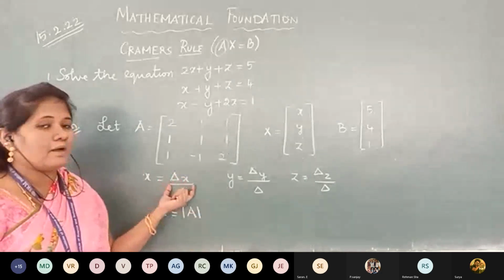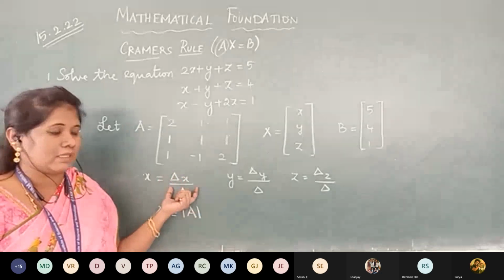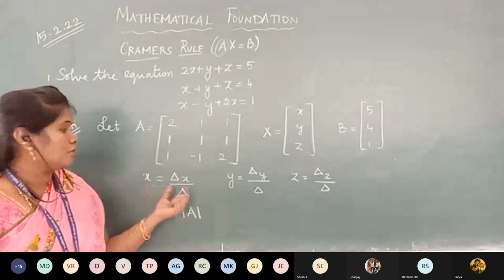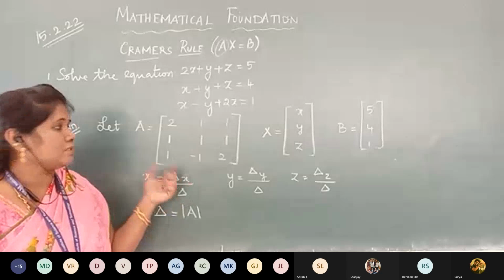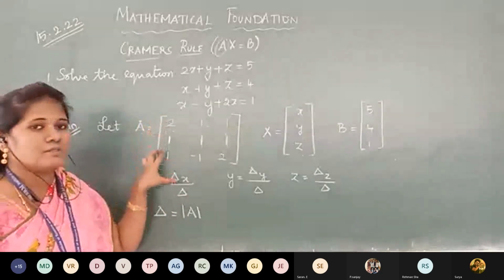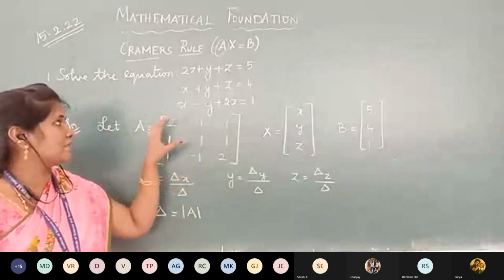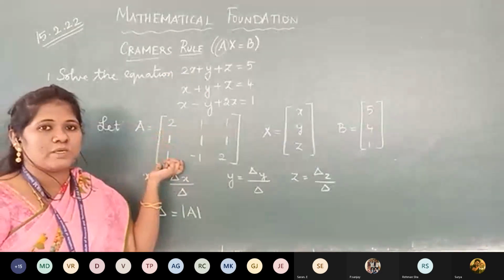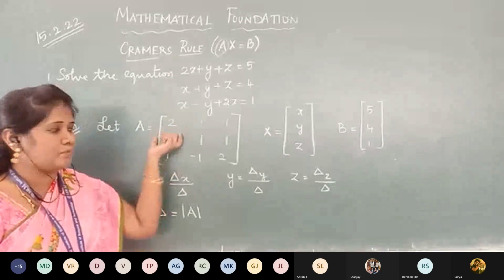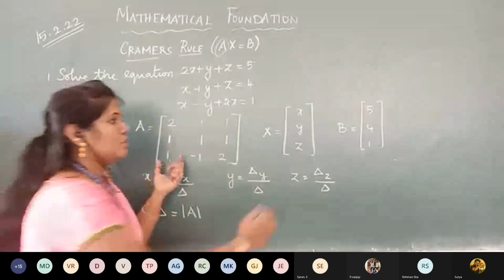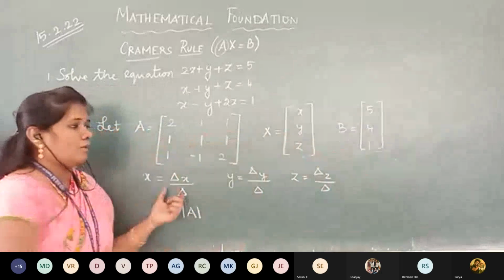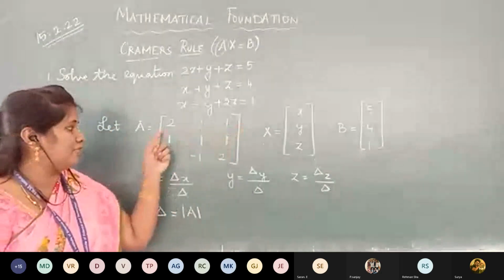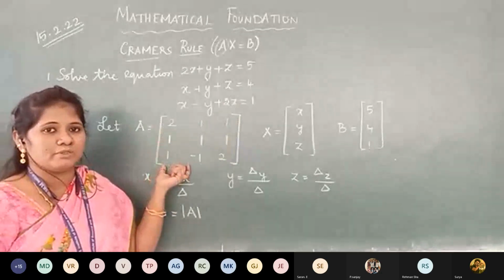Now delta X. Delta X is nothing but you are going to find out your X value. So for your delta X, what you will do is this first column. This first column only represents this X variable. So instead of the coefficients of your X variable, you will write this 541. You will incorporate 541 instead of your X variable values and find the determinant.